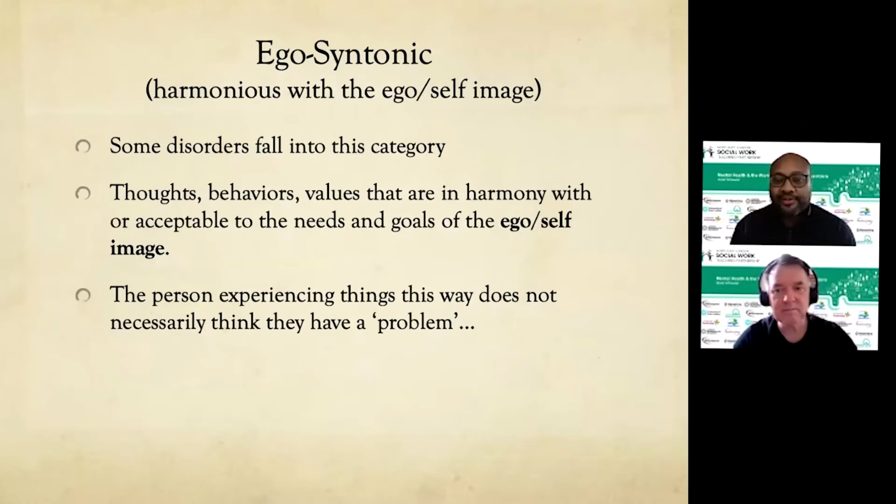Okay, thoughts, behaviors, and values that are in harmony or acceptable to the needs and goals of the ego and the self-image. All right. So what that means is that the person experiencing these things does not necessarily think they have a problem. The ideas that they have, the thoughts, the behaviors, the values, they're in harmony, or they're acceptable to the needs and goals of the ego. And that notion of needs and goals is very, very important. What does someone need? What are their goals?